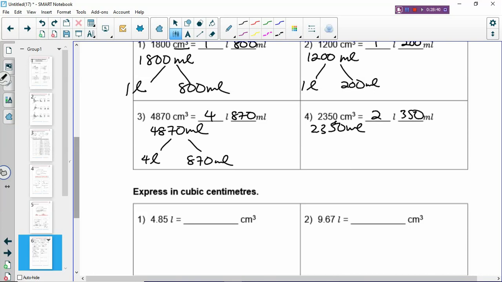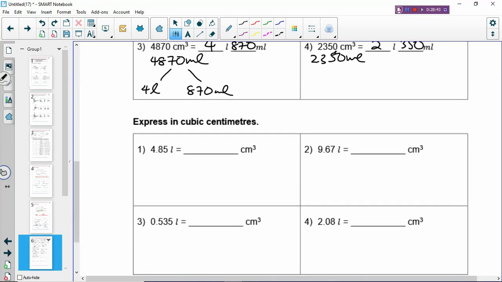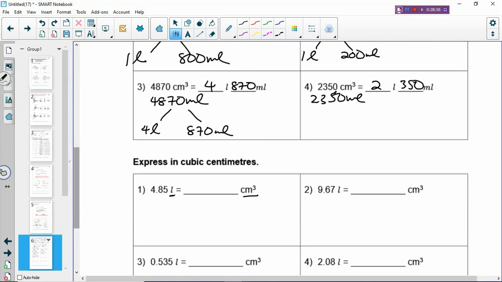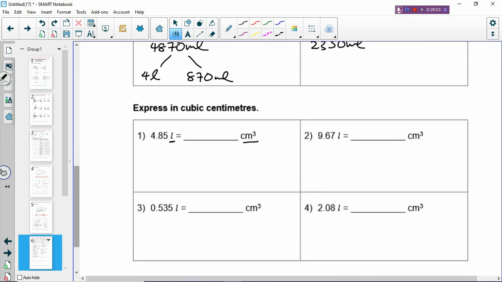Okay, let's go to how do we change liters into centimeter cube from big to small. So you can see that this time the liter is a big unit, and centimeter cube is a bit smaller. So from big to small, you have to multiply. Alright, earlier on, from small to big, you have to divide. But now, from big to small, you have to multiply. So how do you multiply? Okay, now, you take 4.85 liters and you multiply by 1000. Why? Because 1 liter is 1000 ml.